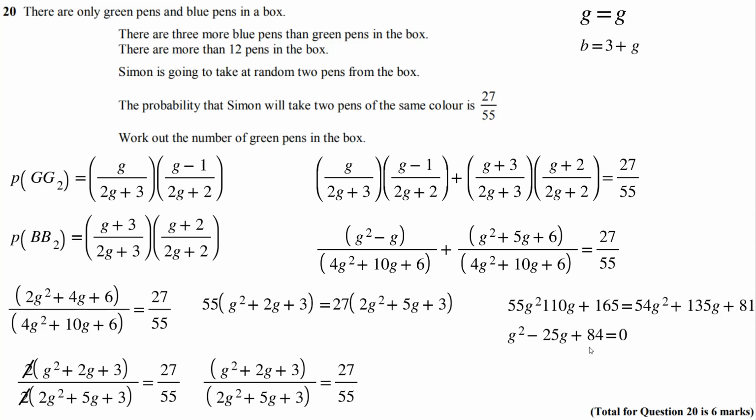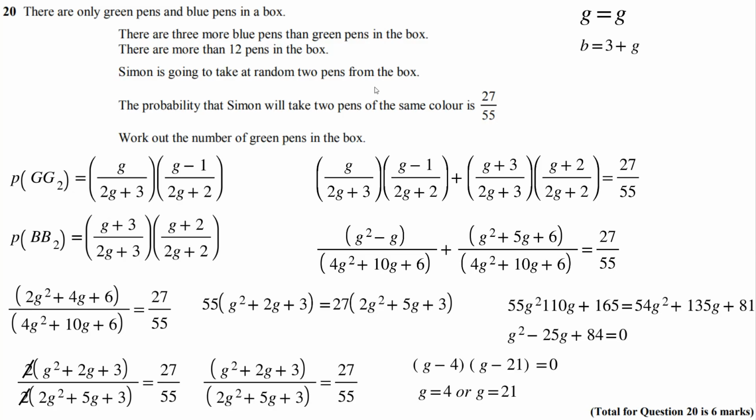and then this is going to be, what is it, 21 and 4? Yep, okay, so g minus 21 and then g minus 4. So that tells us that green is going to be 4, or green is going to be 21. But we can't have both of these answers, and we have to discard one of them.